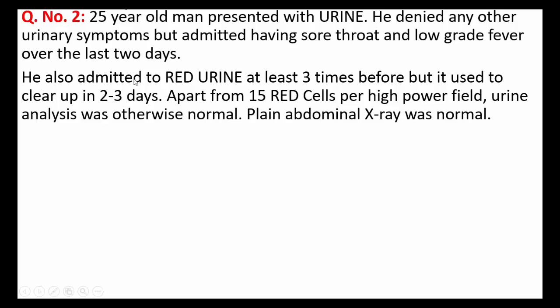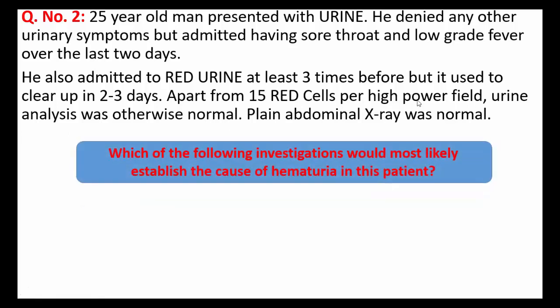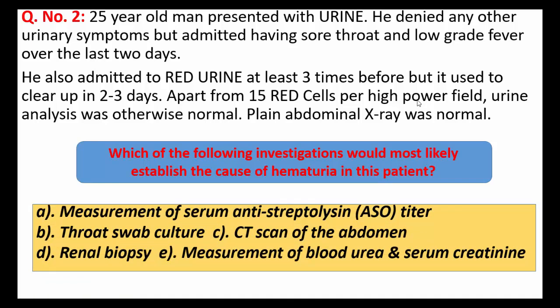He admitted to red urine at least 3 times before, but it used to clear up in 2 to 3 days. Apart from 15 red cells per high power field, urine analysis was otherwise normal. Plain abdominal X-ray was normal. Which of the following investigations would likely establish the cause of hematuria in this patient? Measurement of serum anti-streptolysin ASO titers, throat swab culture, CT scan of the abdomen, renal biopsy, or measurement of the blood urea and serum creatinine.